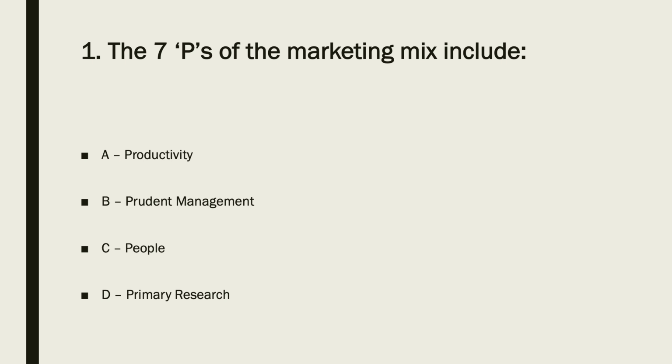Okay, so the answer to this is clearly C, people being one of those 3 extra or extended marketing mix factors, also beyond people. Of course you could have physical environment or you could have process. A, B and D are absolute waffle, so it's not those. The answer to 1 is C. Let's move on to question 2.